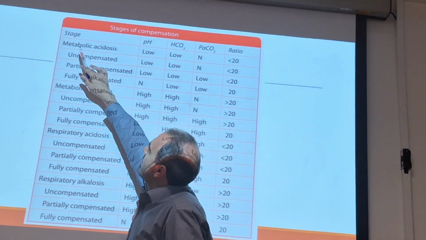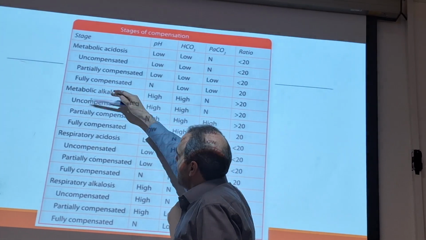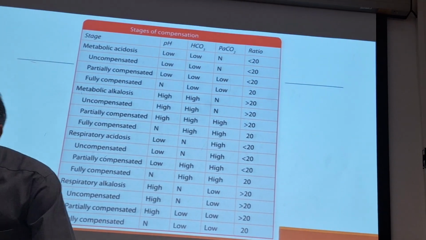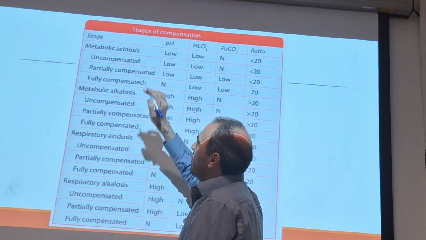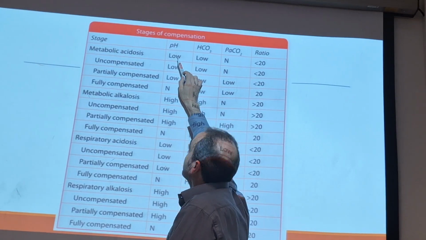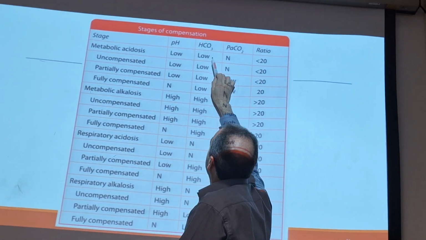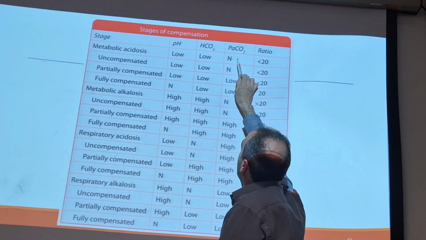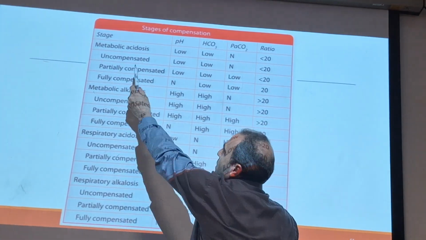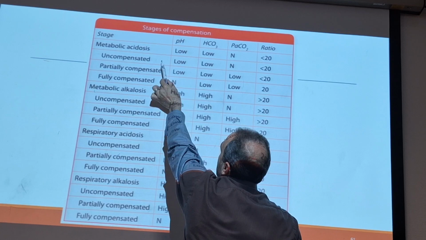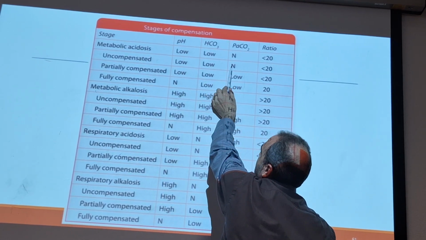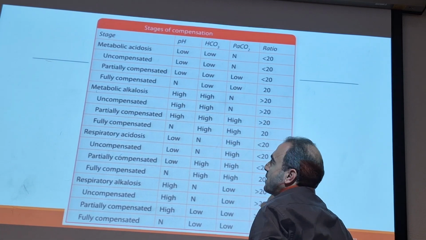I will talk about metabolic acidosis, then you can talk about metabolic acidosis. Metabolic acidosis: pH is low, bicarbonate is low, CO2 is normal, and the ratio is less than 20. When it's compensated, the ratio is actually the same: pH low, bicarbonate low, CO2 normal, ratio is less than 20.